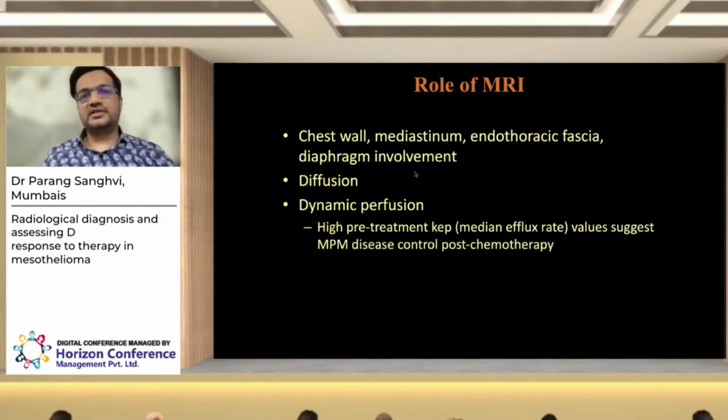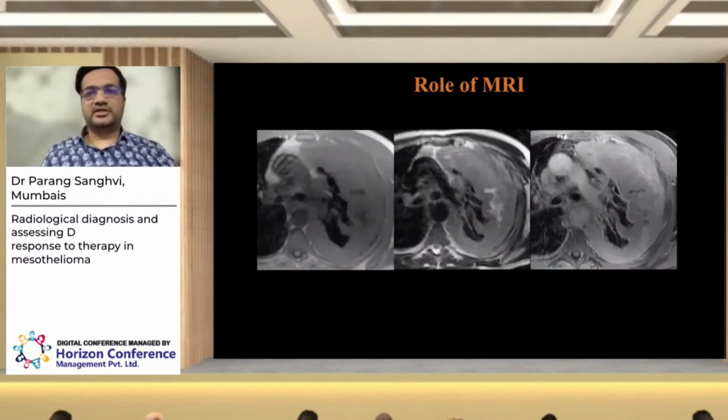If the question is really important and it is difficult to answer on CT scan, then MRI can be really, really useful. Especially diffusion imaging is now coming big time for response assessment as well, which is otherwise also typically done with dynamic perfusion studies. And even dynamic perfusion helps pre-treatment to decide which tumors are more likely to respond to chemotherapy, because a high pre-treatment median efflux rate makes them more likely to respond to chemotherapy.